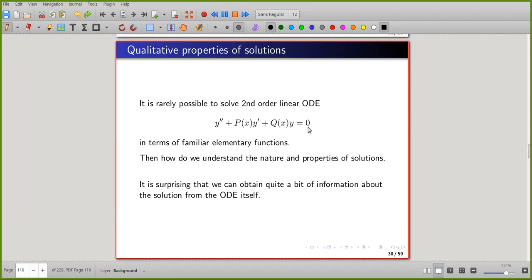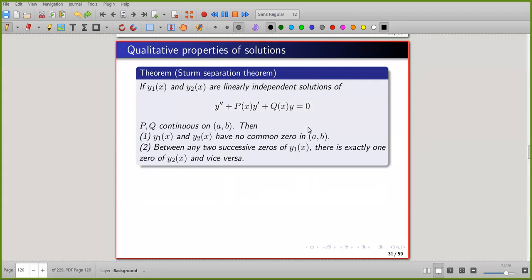So how do we understand the nature and properties of these solutions? It is surprising that we can obtain quite a bit of information about the solution from the ODE itself, and it is indeed very nice and interesting. That's what we are going to see now in the rest of the lecture. So let's look at this.